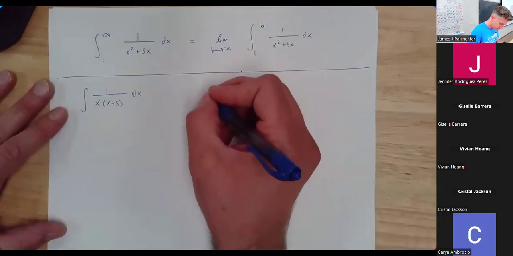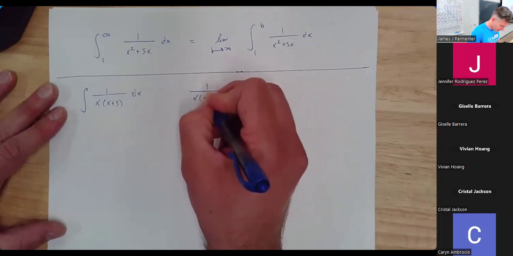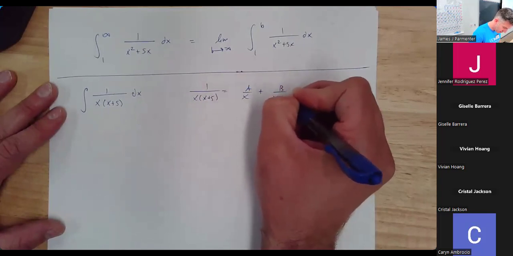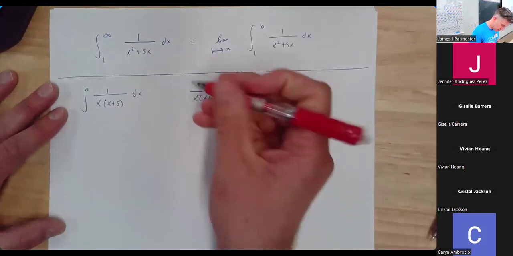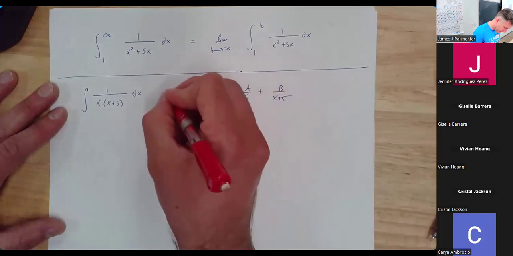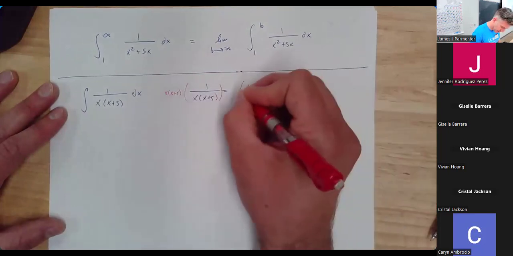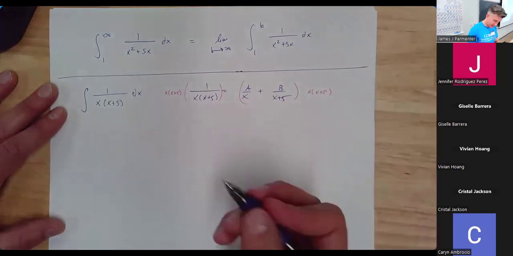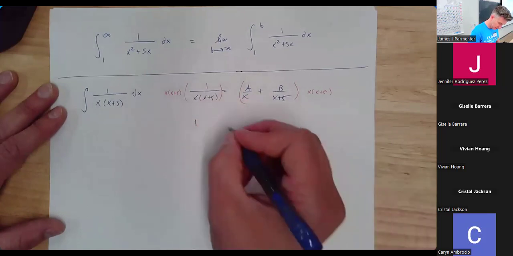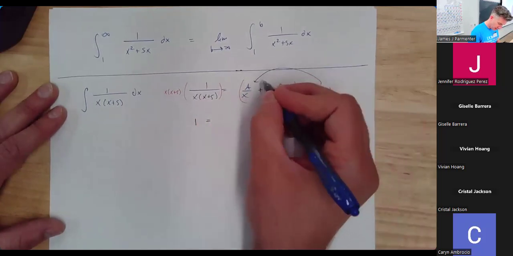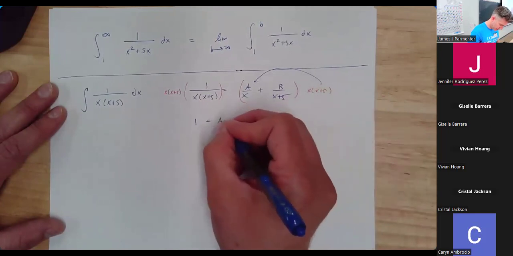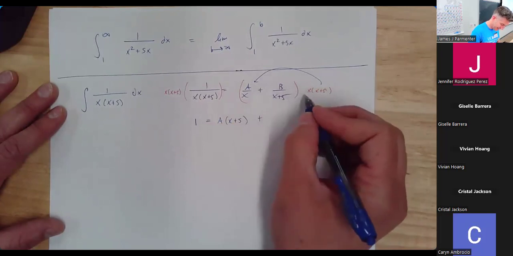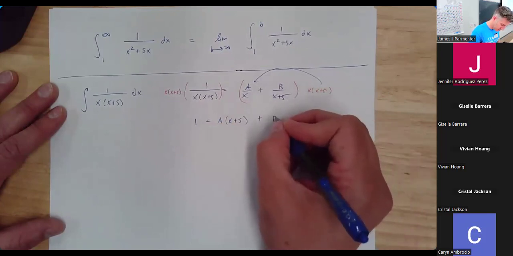So then I would say 1 over x times x plus 5 equals A over x plus B over x plus 5. We'd multiply both sides by our common denominator, which is always just the denominator on the left-hand side. In this case, x times x plus 5. On the left-hand side, we just get the numerator. That's always the case. On the right-hand side, we distribute. A over x times x times x plus 5, the x's cancel. And then B over x plus 5 times x times x plus 5, the x plus 5s cancel.